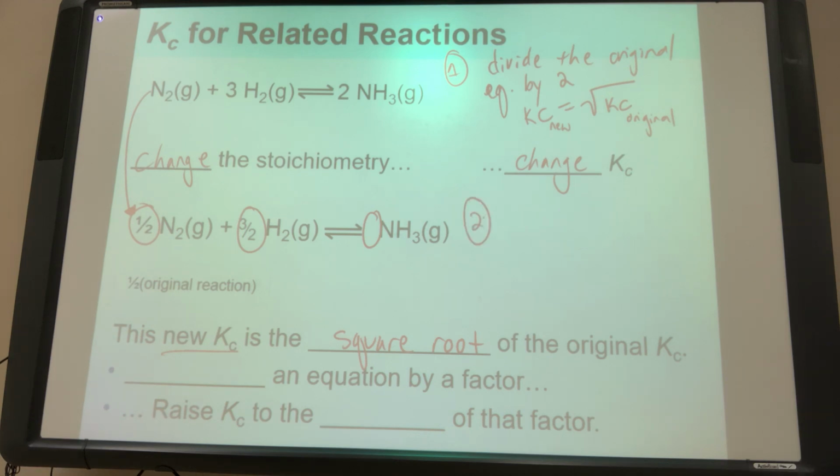Let's look at the second option. The second option is I can multiply an equation by a factor.